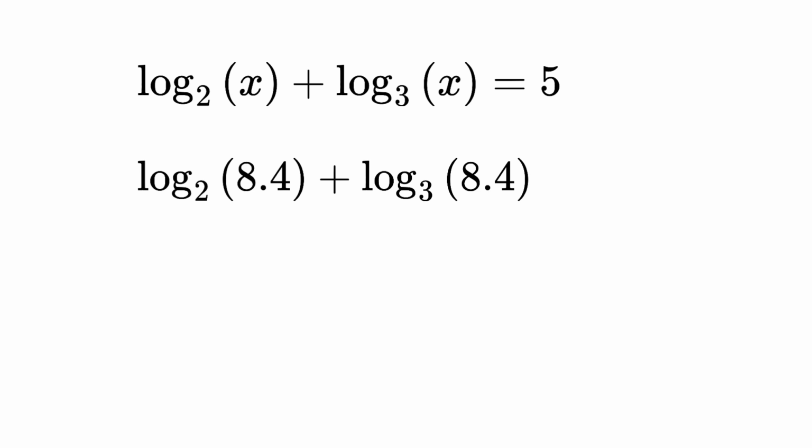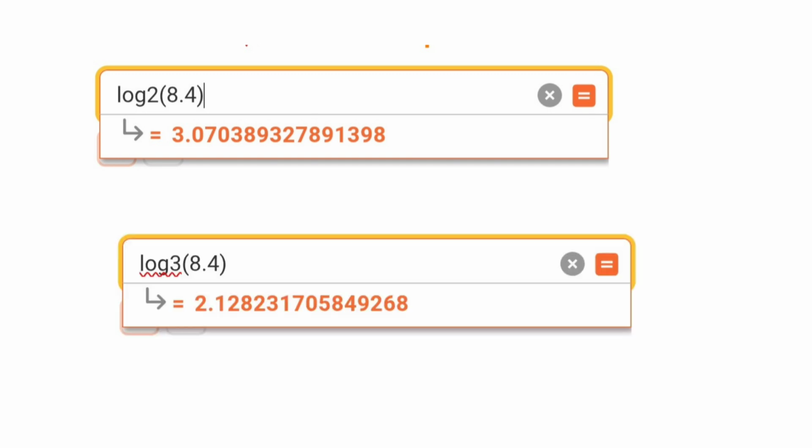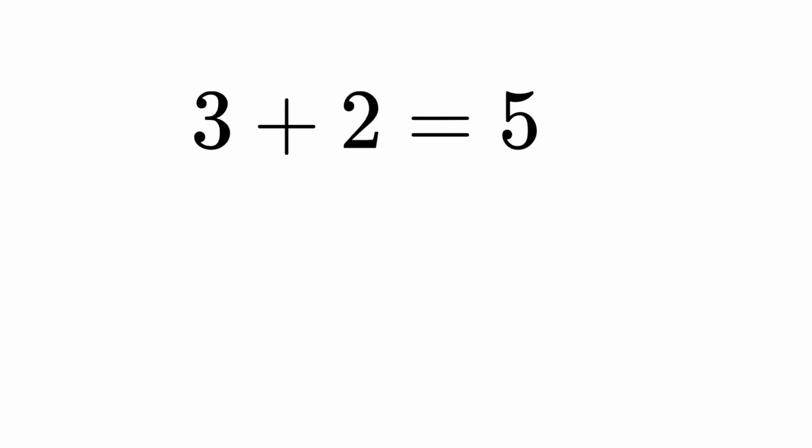Let me check the values. Log 8.4 base 2 value is 3.070. Let me check the values. Log 8.4 base 3 value is 2.128. So 3 plus 2 is equal to 5. Yeah, it was verified.